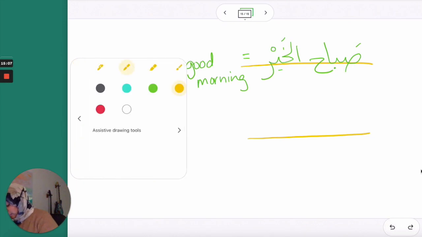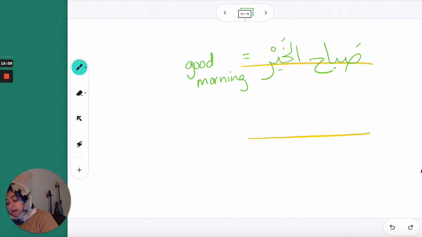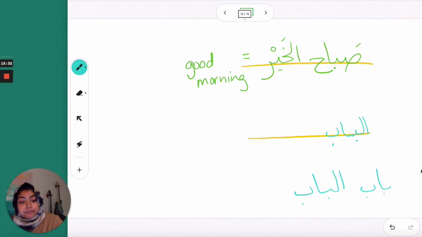The door. What's the word for door? Bab. So if I take alif lam and then I write the word bab. So alif lam, al, is always connected to the word. Now ba is connected because the letter lam connects. Al bab. So here we have bab by itself. And here we have al bab. Okay, the door. So you're going to complete the sentence.